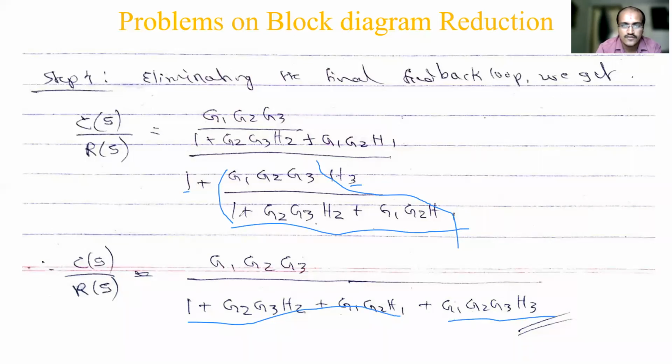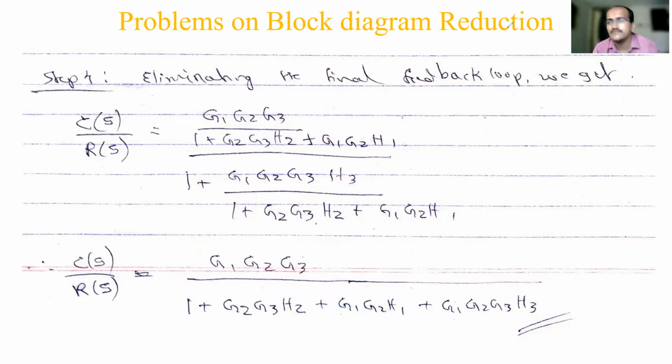So then this denominator and along with this denominator will cancel out. So G1 G2 G3 remains in the numerator. So this is your final answer, C of S by R of S equal to G1 G2 G3 by 1 plus G2 G3 H2 plus G1 G2 H1 plus G1 G2 G3 H3. Okay, so this is about the problem.